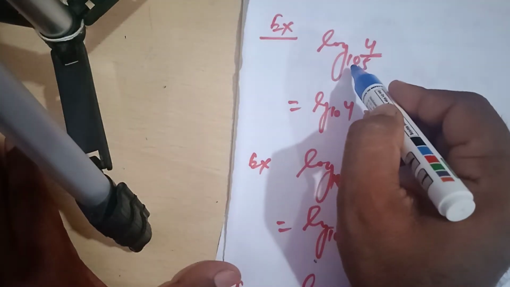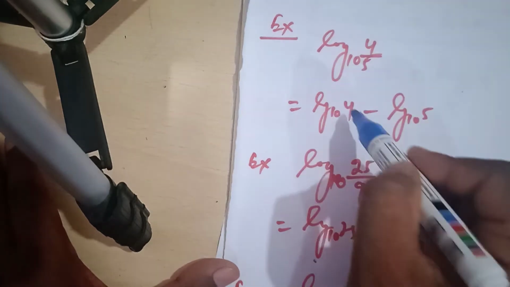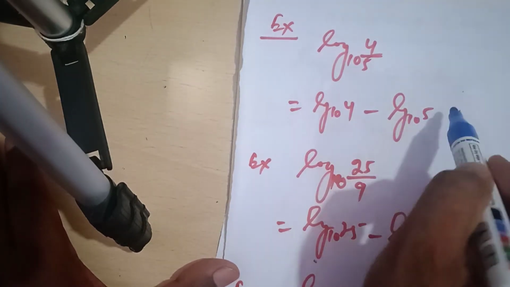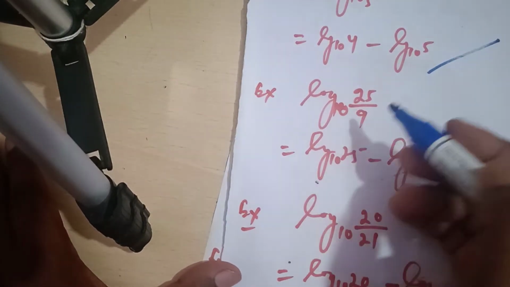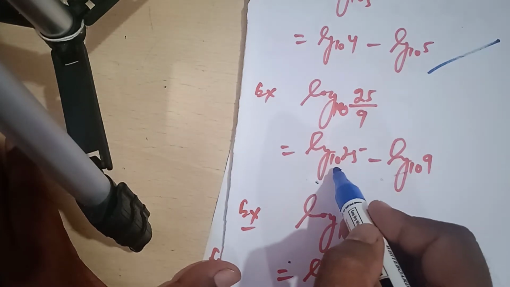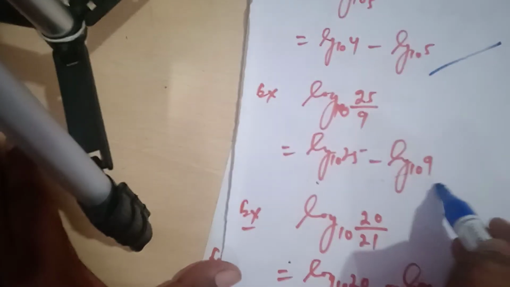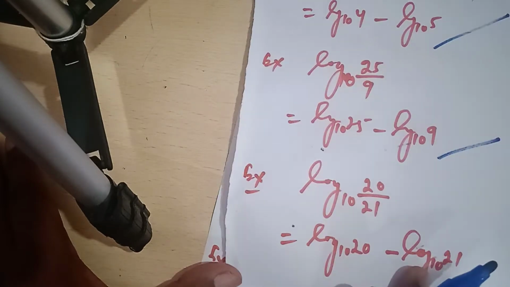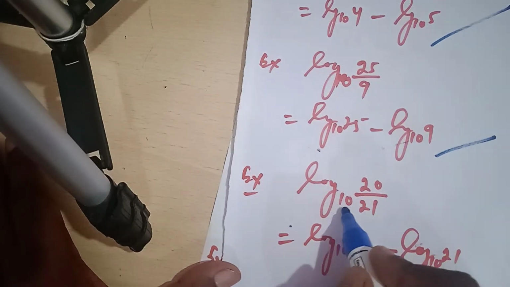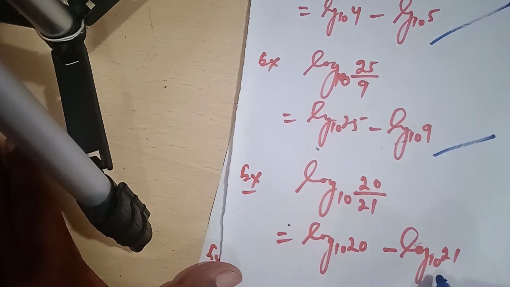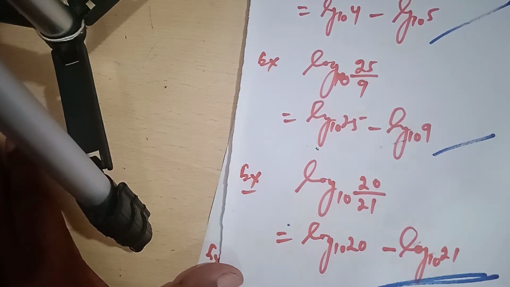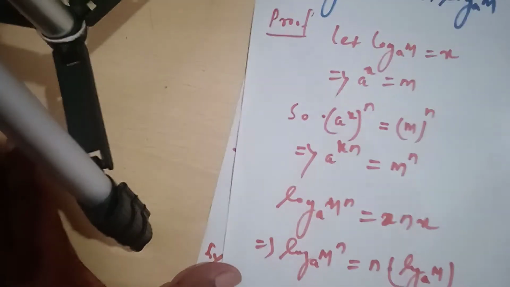Log 4 by 5 to the base 10 is equal to log 4 to the base 10 minus log 5 to the base 10. Once again, log 25 divided by 9 to the base 10 is equal to log 25 to the base 10 minus log 9 to the base 10. Third one is log 20 divided by 21 to the base 10 is equal to log 20 to the base 10 minus log 21 to the base 10. This is the division rule example.